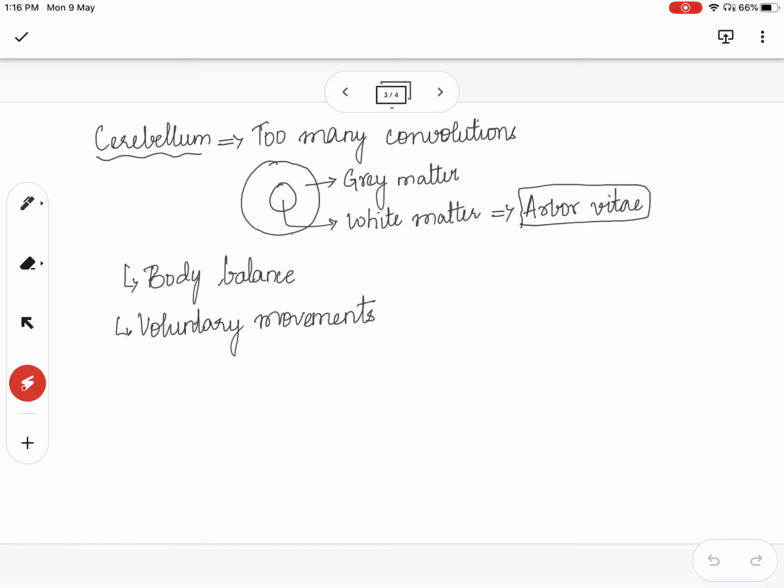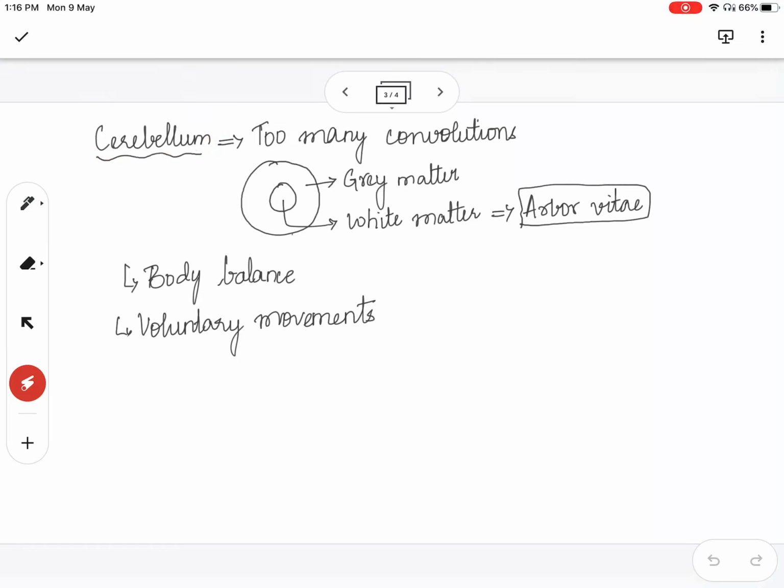So the question is, why so many convolutions? That means internal foldings. In simple language to understand, why too many foldings is because to provide the additional space for many more neurons over there. So the question can come like this: which particular structure in the hindbrain, or they can also not specify where, has too many convolutions, and the answer is cerebellum.